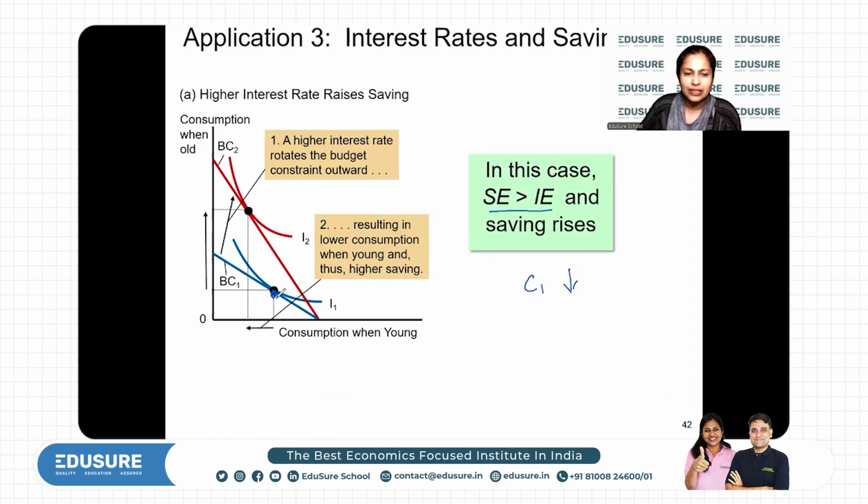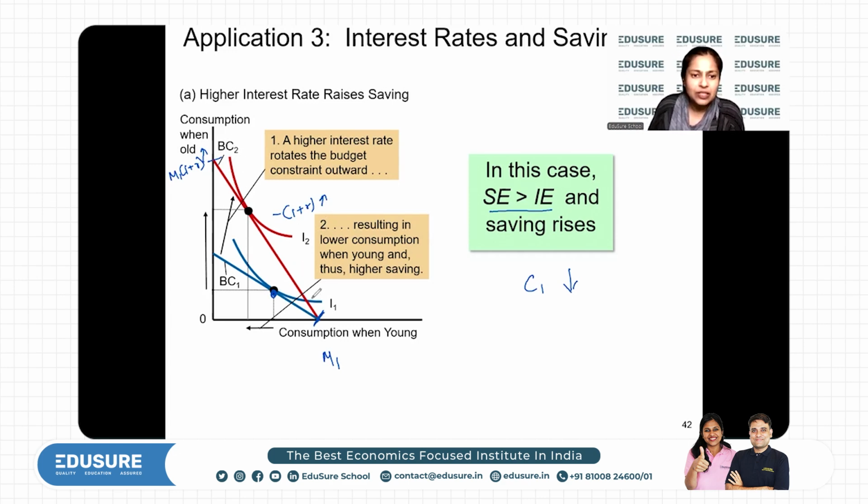So if this was your current consumption, when the rate of interest rises, your budget line actually becomes steeper. This point does not change because this intercept was M1. This intercept was M1 into 1 plus R. So this increases, and your slope was minus 1 plus R. So that also increases, right? So the budget line becomes steeper.